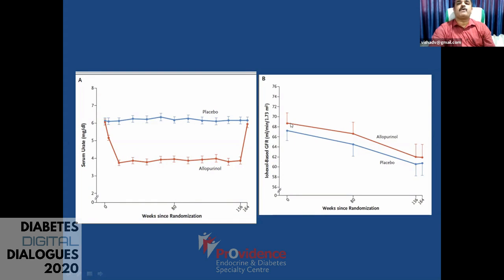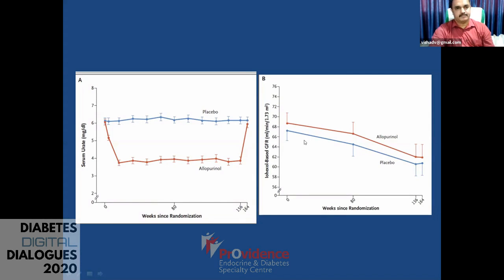However, when they looked at the progression of renal disease or the worsening of GFR, glomerular filtration rate, there was no significant difference between the patients who received placebo or allopurinol. So in these patients who had diabetes and mild kidney disease, usage of allopurinol over a period of 3 years was not associated with any reduction in risk of progression of diabetic nephropathy. So this was a disappointment to many of us who were very eagerly looking for a positive outcome.